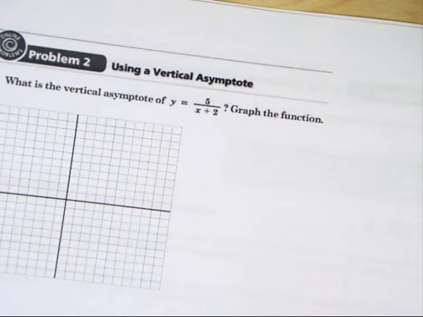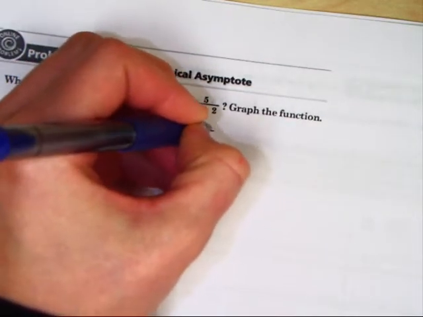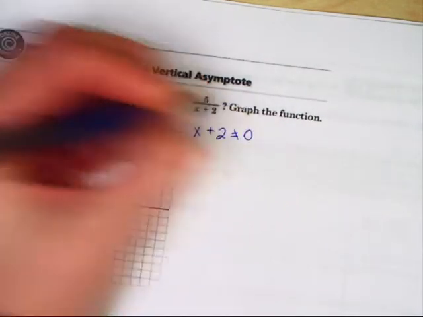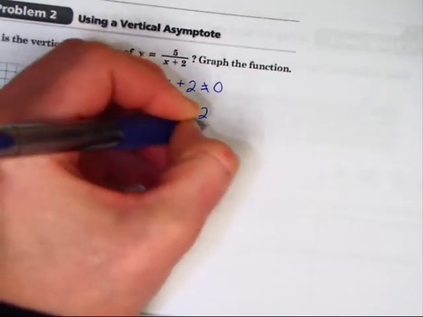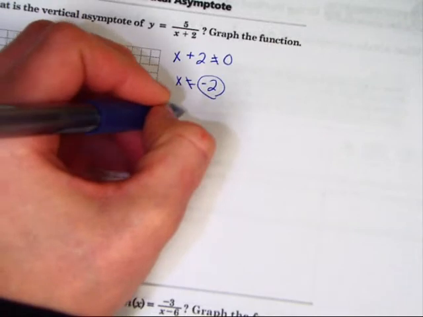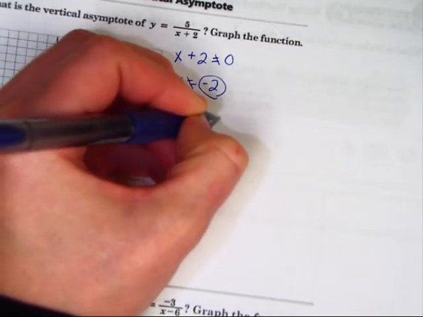Moving on to problem 2. What's the vertical asymptote? And then they want us to graph it. Well, the vertical asymptote is where x plus 2, remember how it's not allowed to be 0? So we're going to say x isn't allowed to be negative 2. So negative 2 is the vertical asymptote.